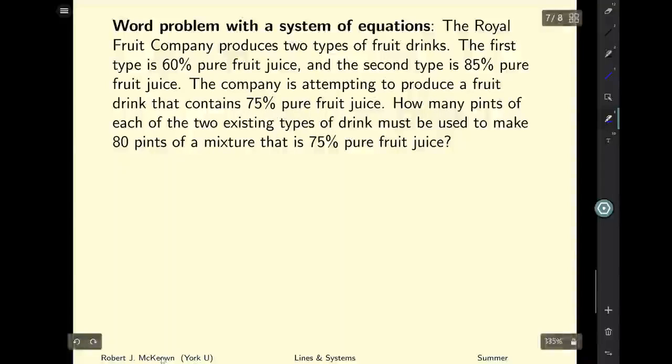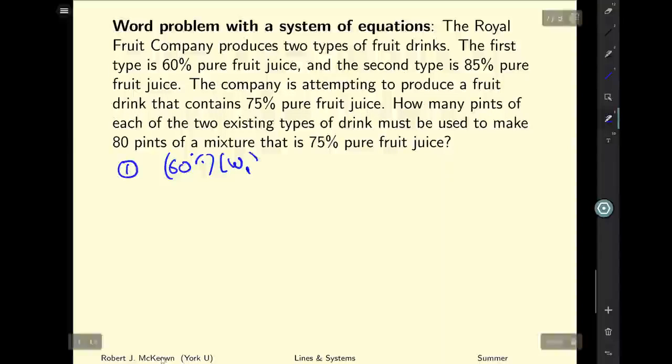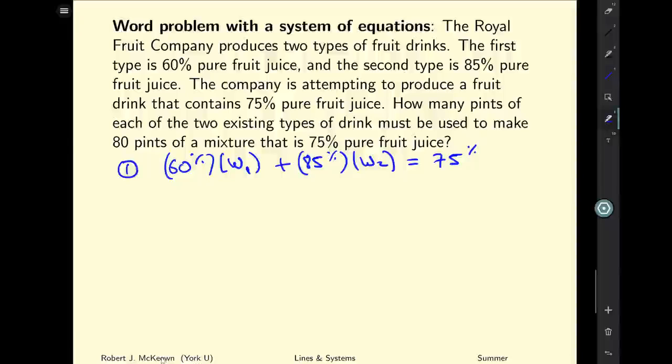So here are some equations that are going to help us. The first equation is that in type 1, we have 60% pure fruit juice. And if we multiply that by the weight, the proportion of type 1 to use, and add that with the type 2 mixture, which is 85% pure, we want to combine those two so that we have that third drink that contains 75% pure fruit juice.